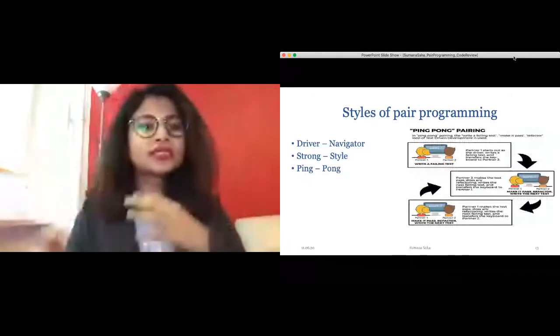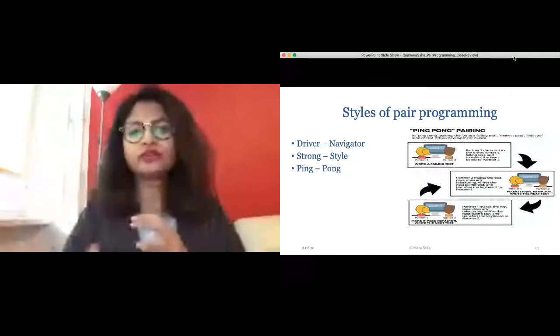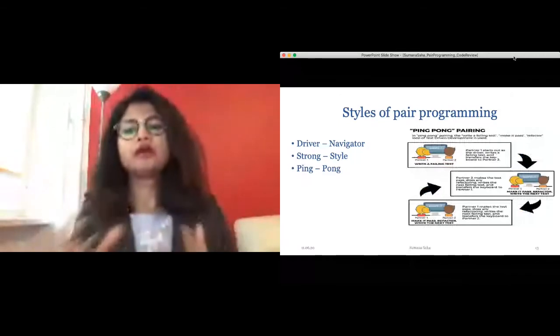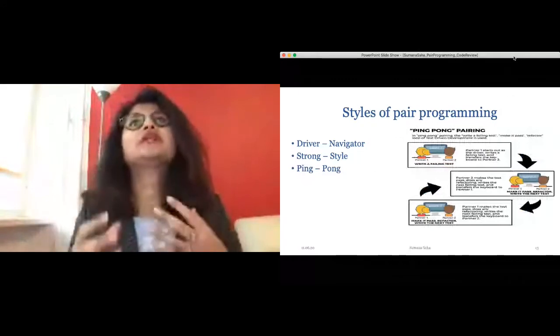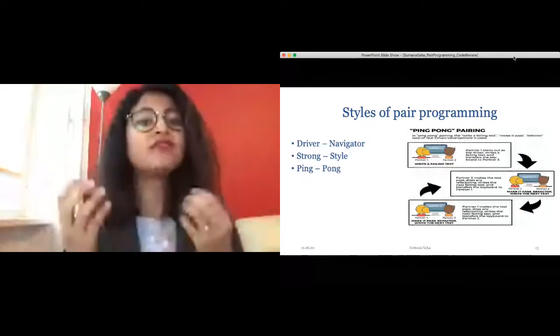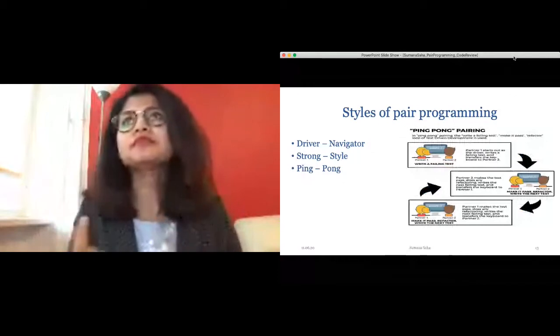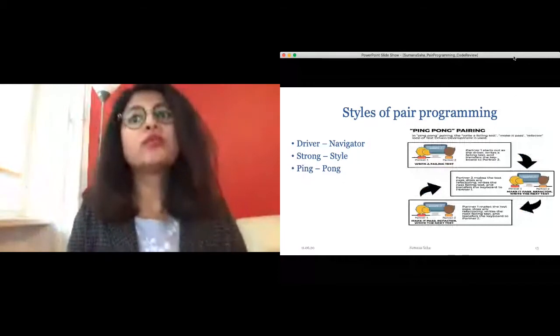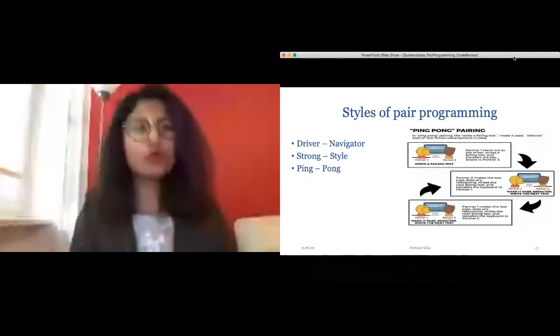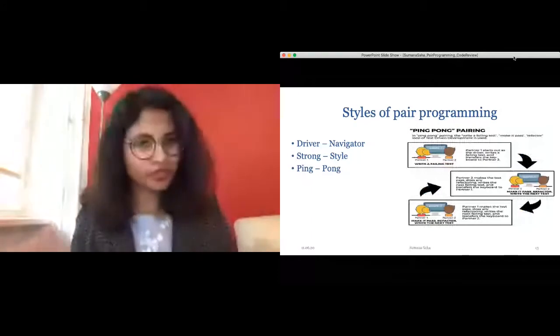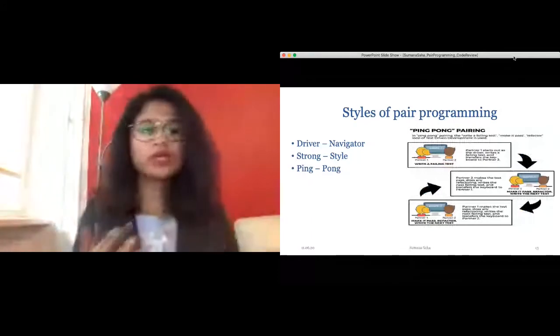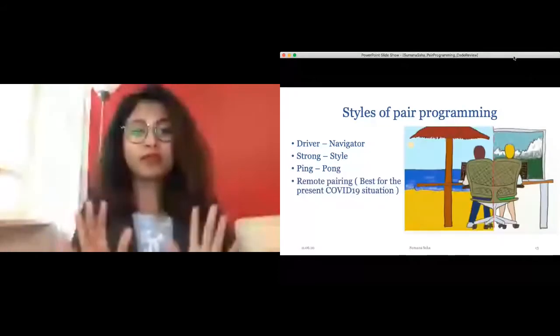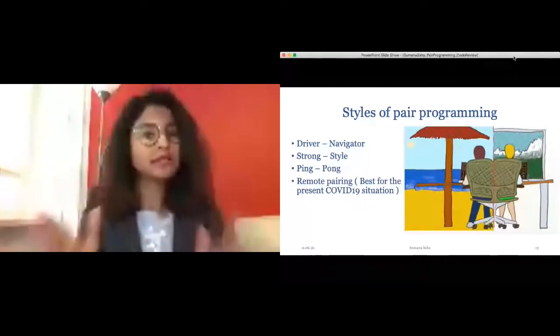So this is something very quick, a very quick reaction to whatever you are finding and doing. Then the remote style. The remote style is now really adaptive, because of the COVID situation. You all know we cannot go out, and if we really need to have the pair programming flavor, it is the best solution for that.